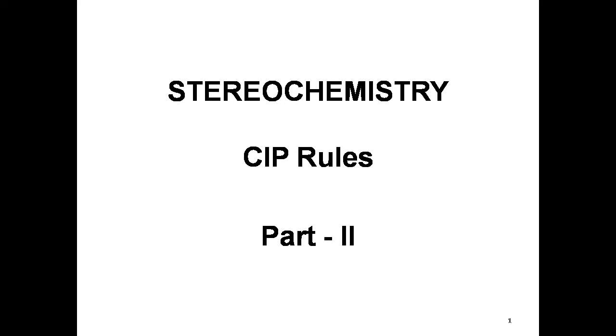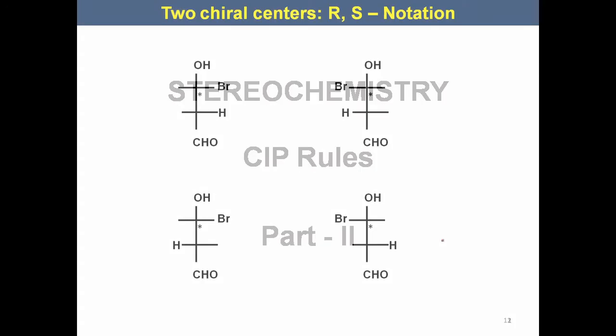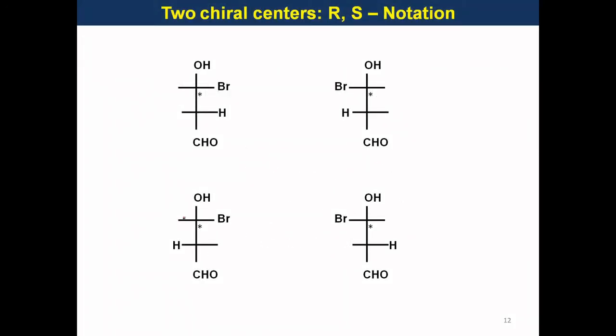Let us move on to the carbon having two chiral centers. So here the carbon is having two chiral centers. So we have two chiral carbons, number 1 and number 2. We have to label these two.